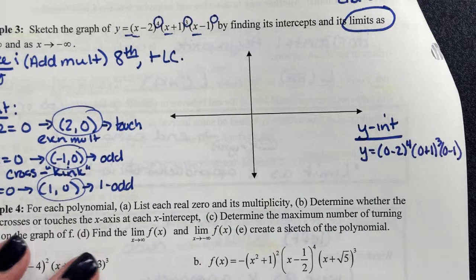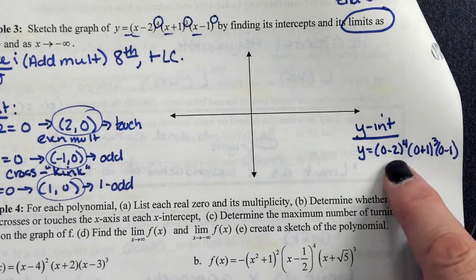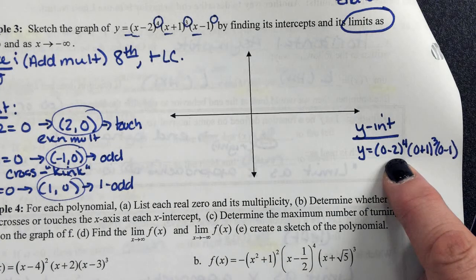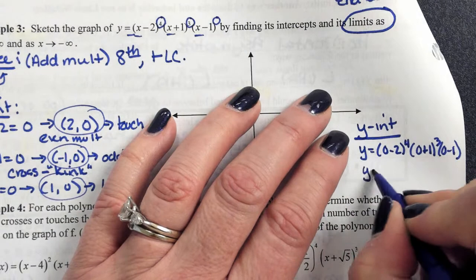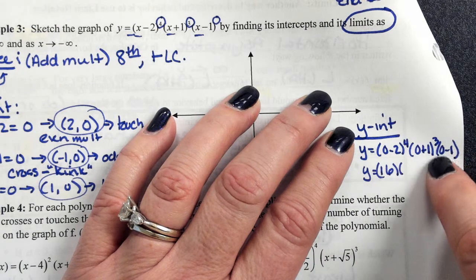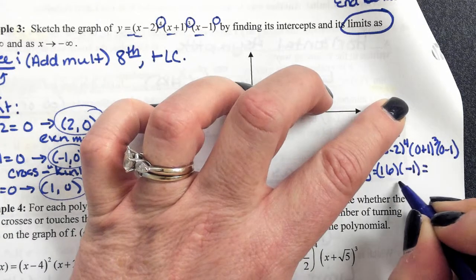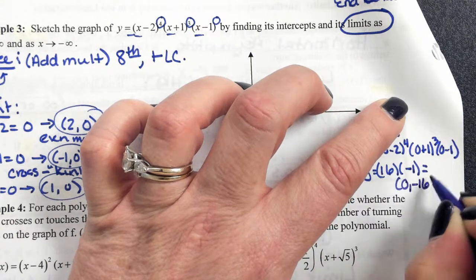Don't be alarmed if you do get some fairly large y-intercepts, especially if you have a larger degree. Well, I know that negative 2 to the 4th is going to be what? What's negative 2 times negative 2 times negative 2 times negative 2? 16. I know 1 to the 3rd is 1, but 0 times negative 1 is negative 1. So my y-intercept is going to be at 0, negative 16.